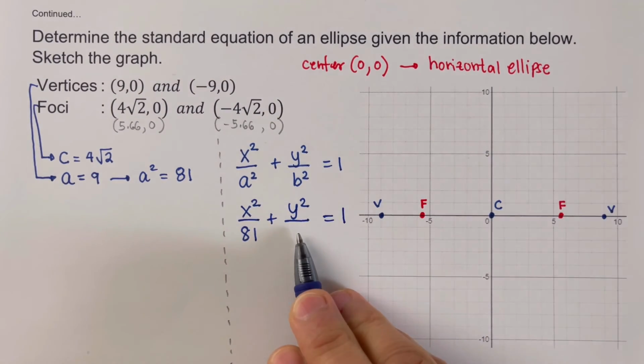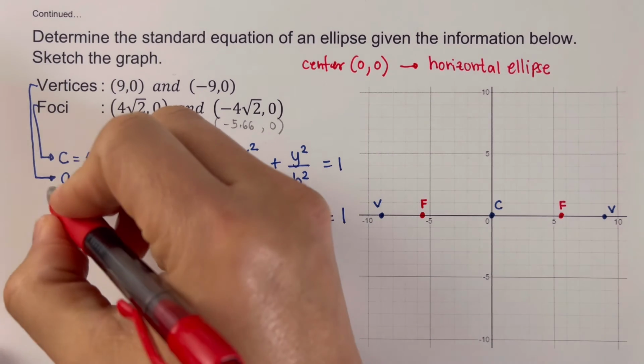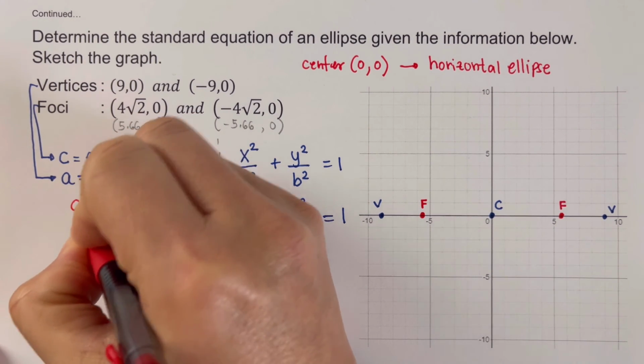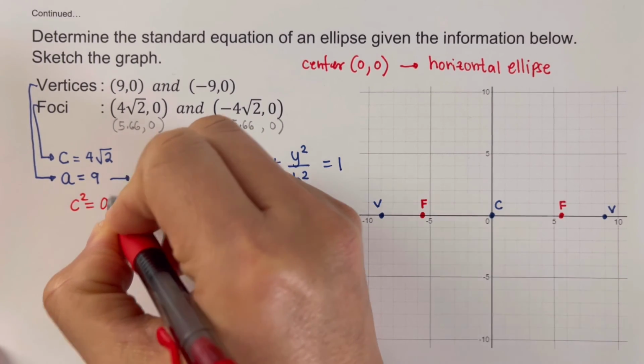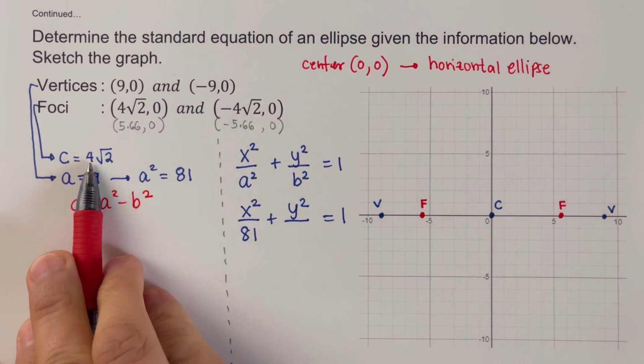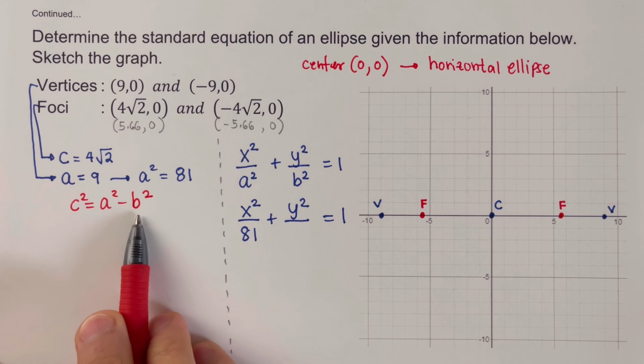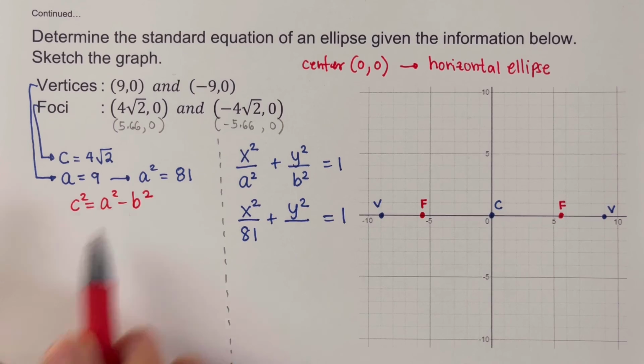So we still don't know what the b is. But we remember that these a, b, and c measures of an ellipse can be worked together in an equation: c squared is equal to a squared minus b squared. So our c is 4 square root of 2. Our a squared was already 81, so we can solve for b from there. So I'm going to show the work down here.